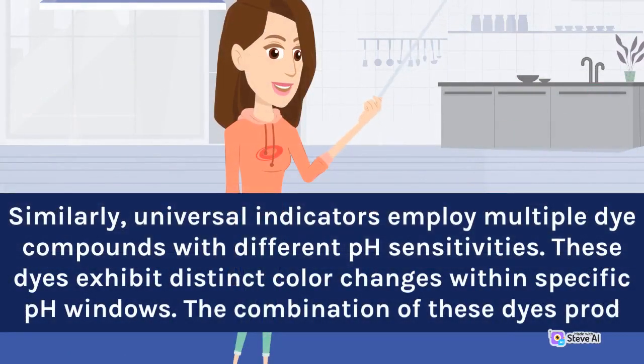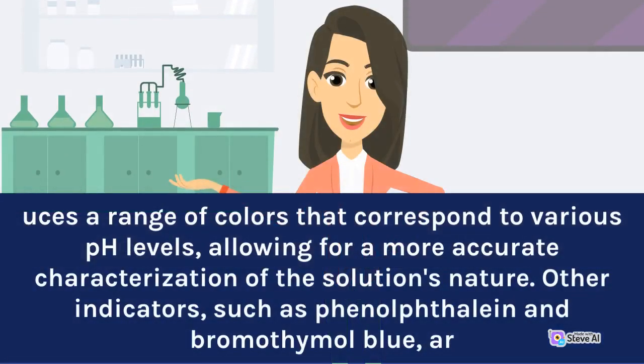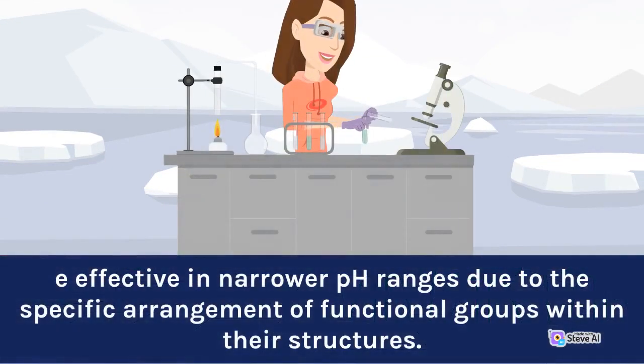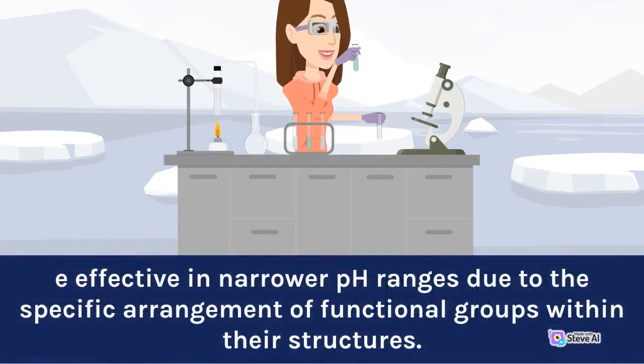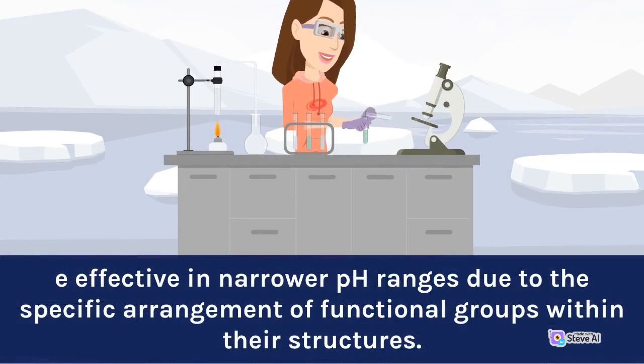Similarly, universal indicators employ multiple dye compounds with different pH sensitivities. These dyes exhibit distinct color changes within specific pH windows. The combination of these dyes produces a range of colors that correspond to various pH levels, allowing for a more accurate characterization of the solution's nature. Other indicators, such as phenolphthalein and bromothymol blue, are effective in narrower pH ranges due to the specific arrangement of functional groups within their structures.